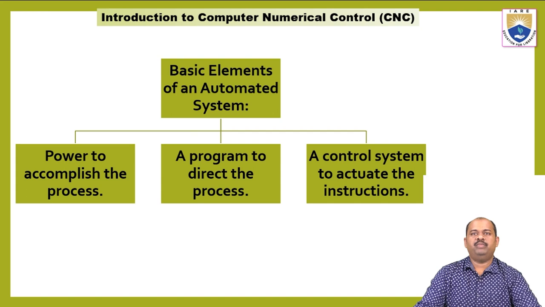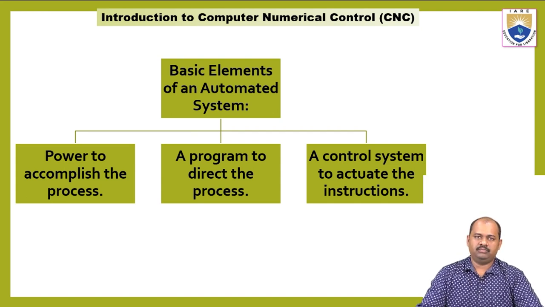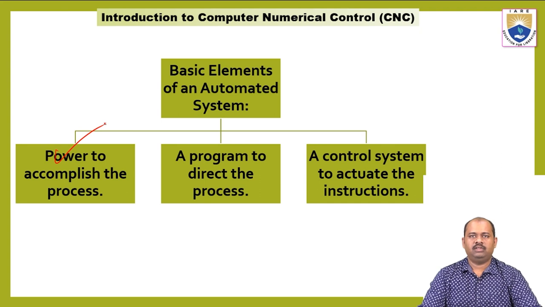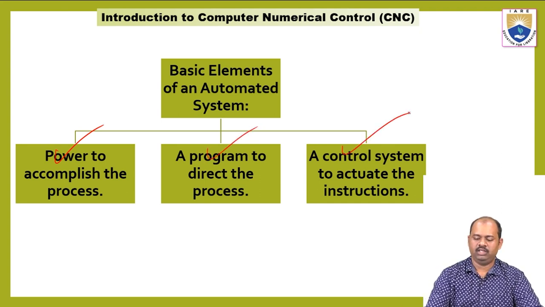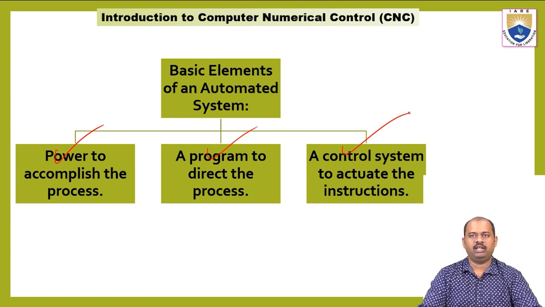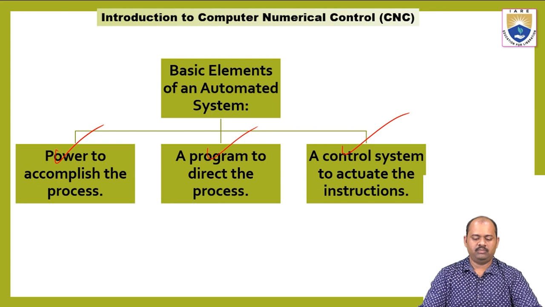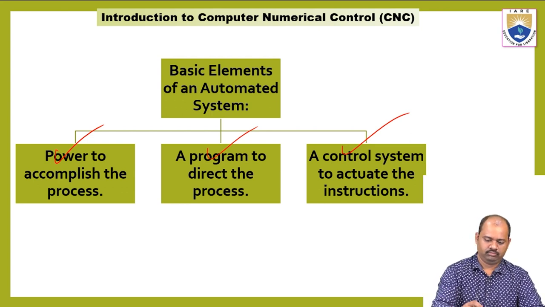So let us see the basic elements of any automated system. Any automated system will have three components. The first one is power to accomplish the process. Second one is a program to direct the process. And third one is a control system to actuate the instructions. So these three are the key components of any automated system. Okay. So first of all, the first process is power to accomplish the process. We'll see in the next slide.